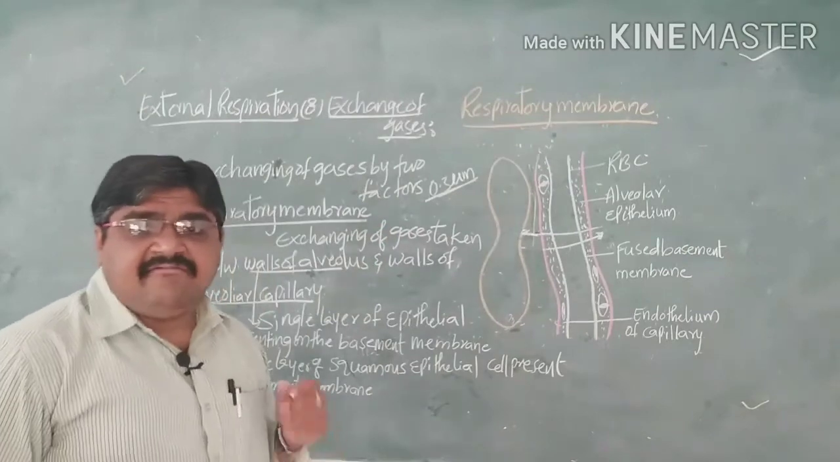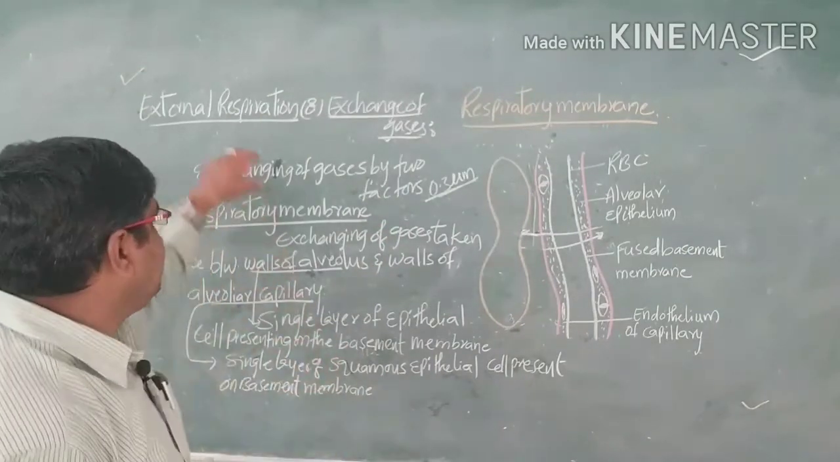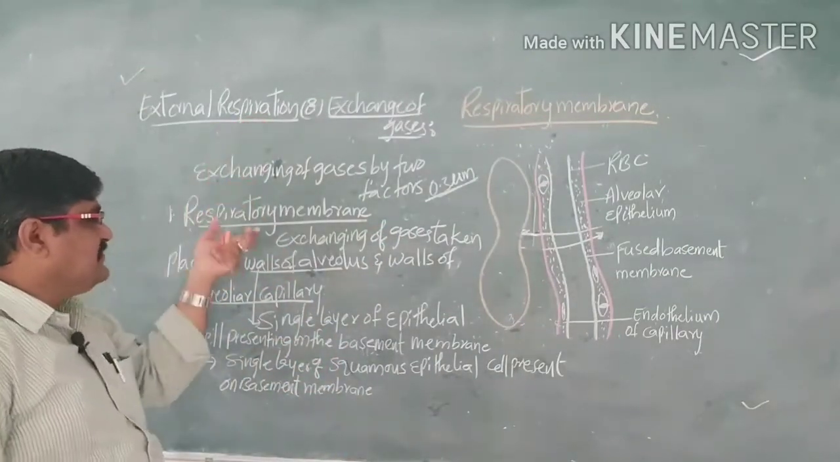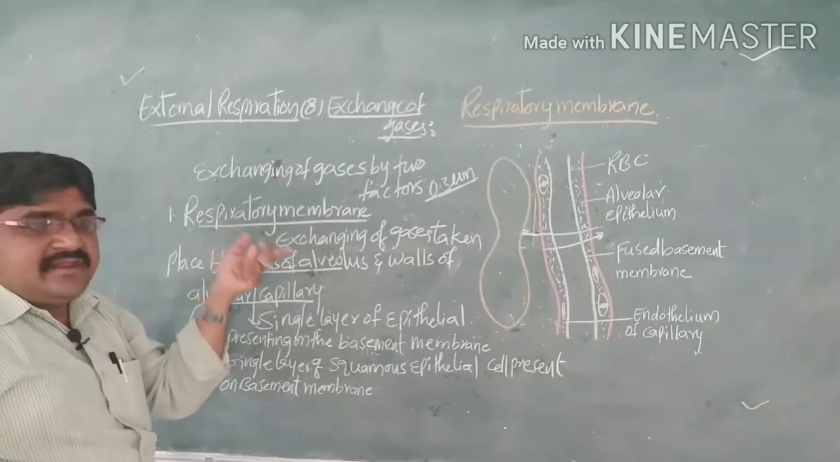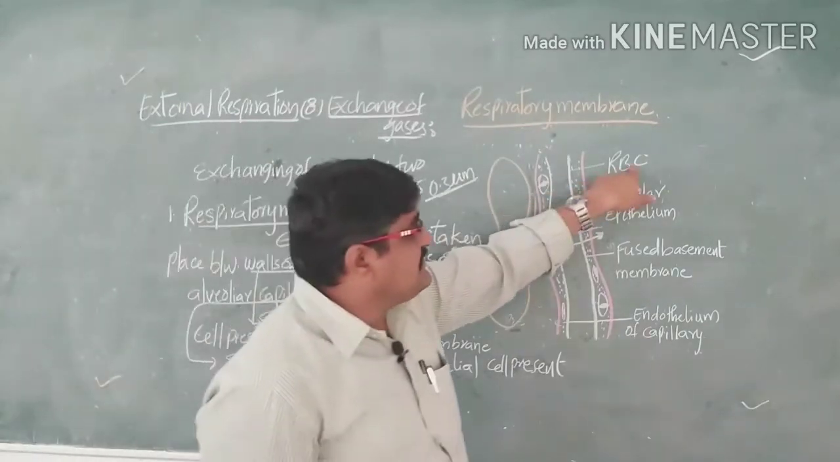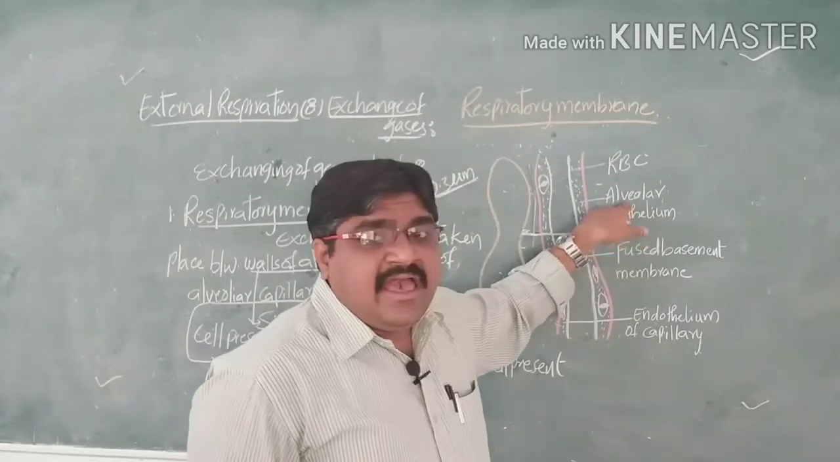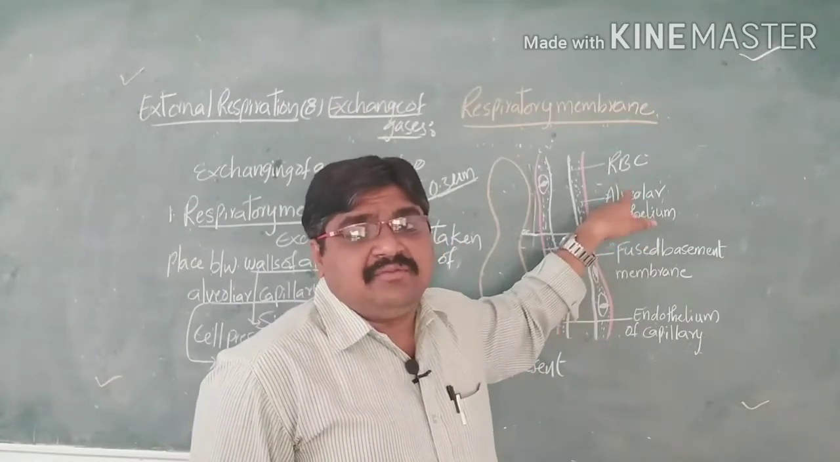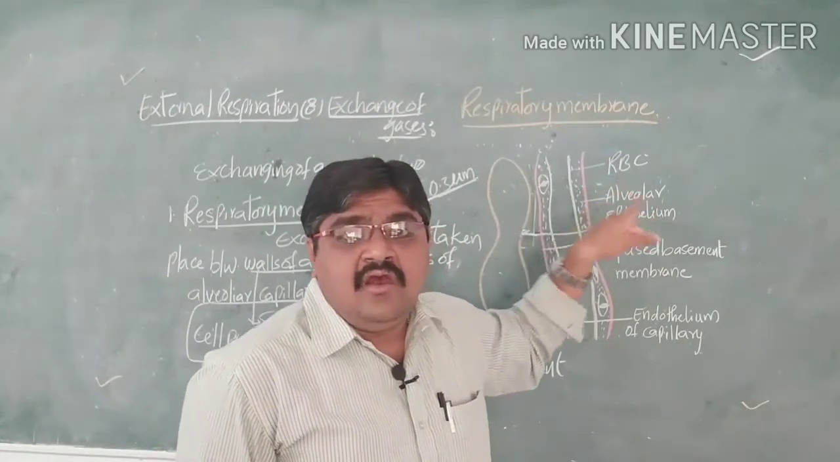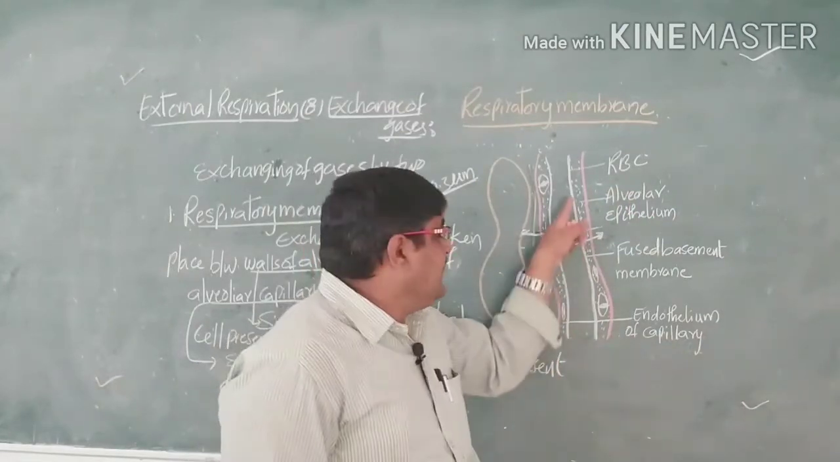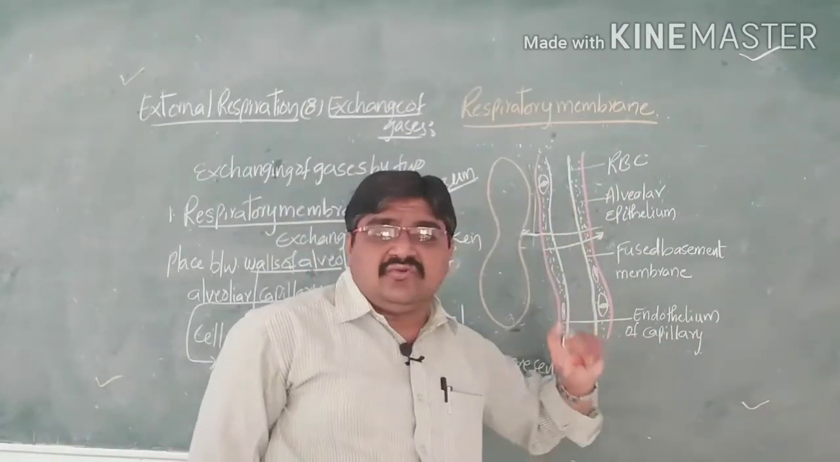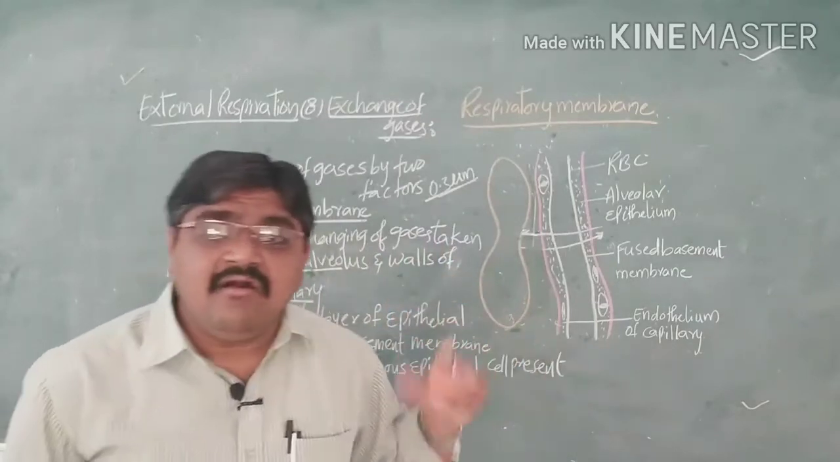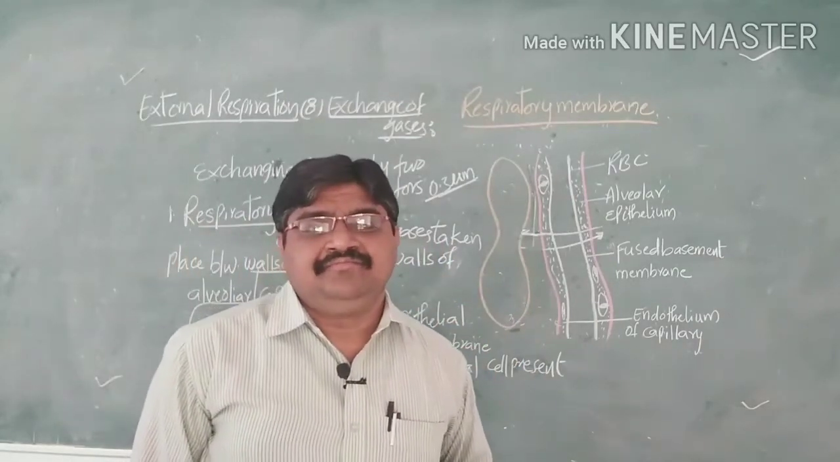So this is the first factor: how the exchanging of gases takes place by the respiratory membrane between the RBC and the alveolar epithelium, the alveolar walls. A thin membrane is present, and through it the exchanging of gases takes place.